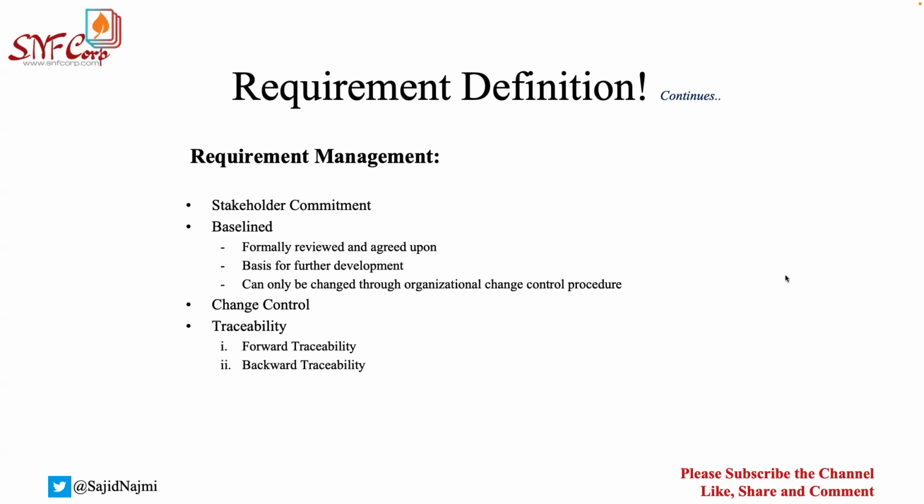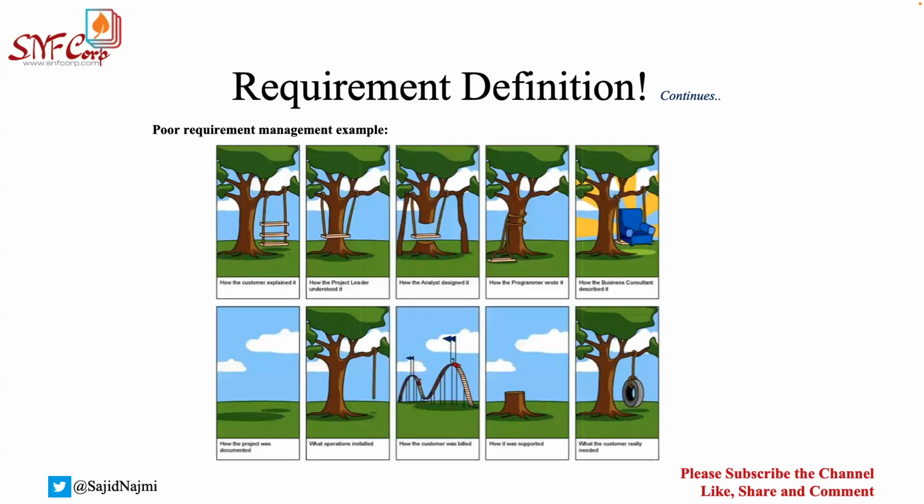Cool. So the next, wow, this is very interesting and very important. Look at this and tell me the difference. This is one of the perfect examples you can find on the internet of how poor requirement management looks. In the first image, this is how the customer explained the requirement to the business analyst. Second, this is what the BA understood. Third, this is how the UI/UX team or designers designed it. Now see how the developers have written the code, how everything is different from the actual requirement.